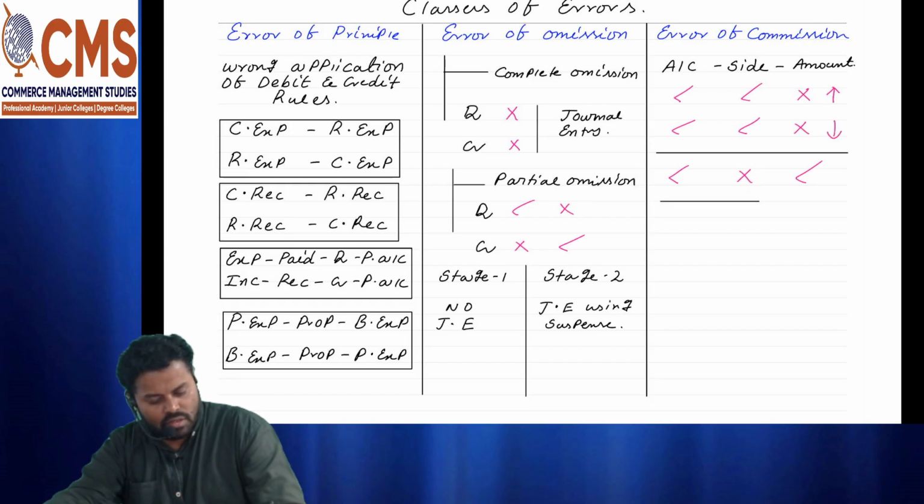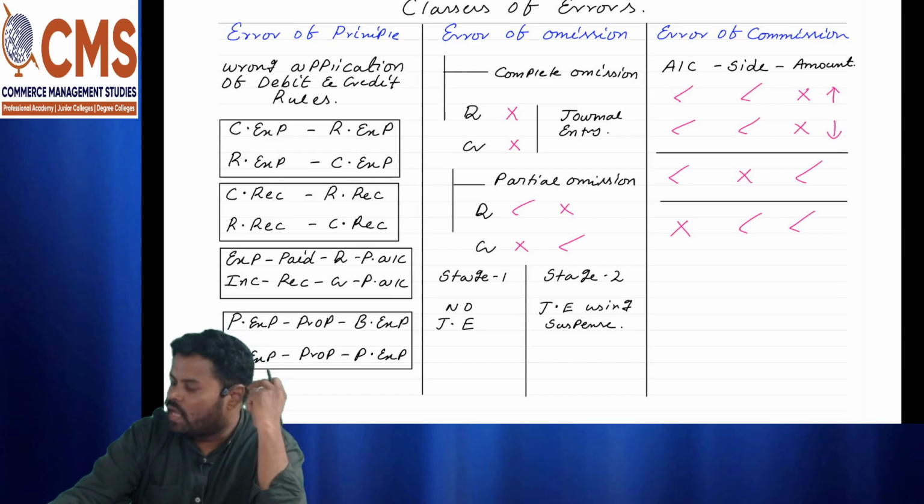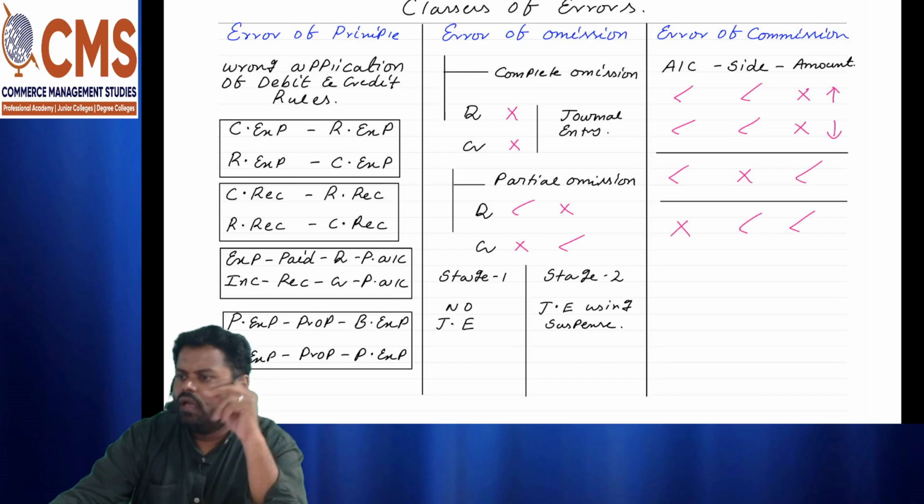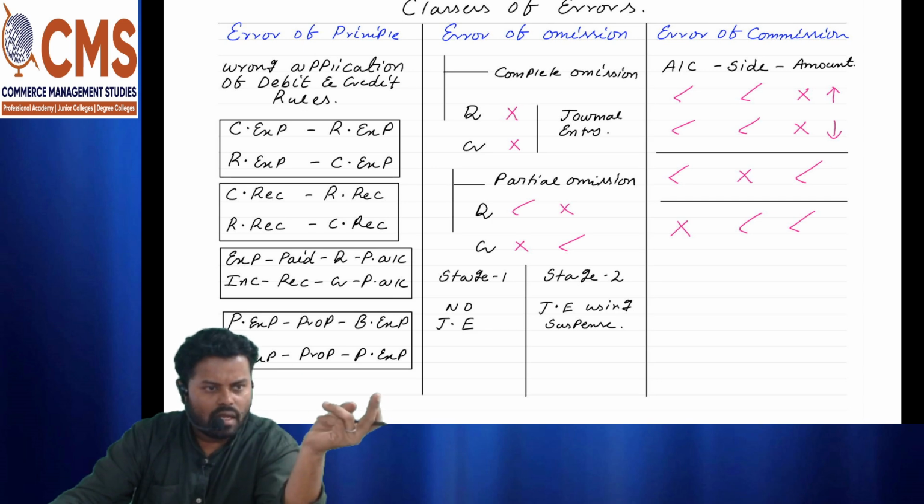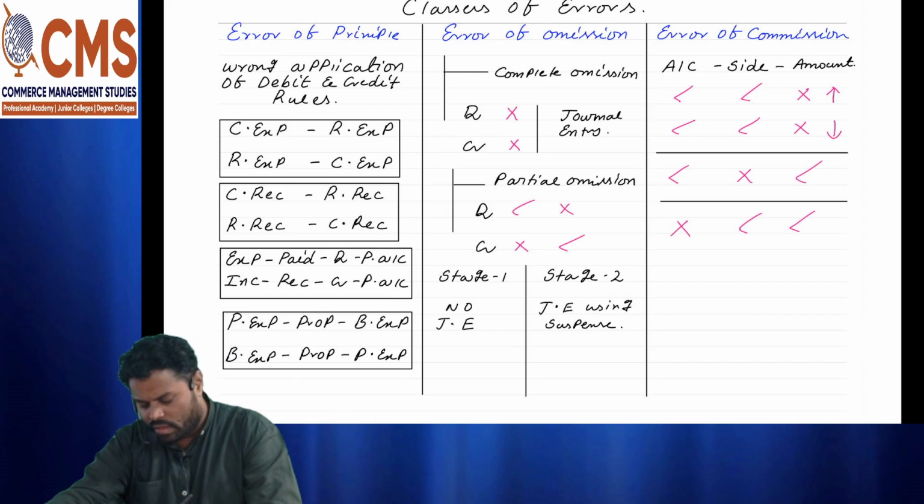I love this combination actually. Okay, side is correct, amount is also correct, but I wrote that in the wrong account, sir. Instead of writing it in Sharma account, I wrote it in Verma account, or I posted it in Verma account. What do we do? Obviously, we'll write it on the opposite side in the wrong account and post it. Here we'll be writing an entry. Okay, this is one set of combinations.